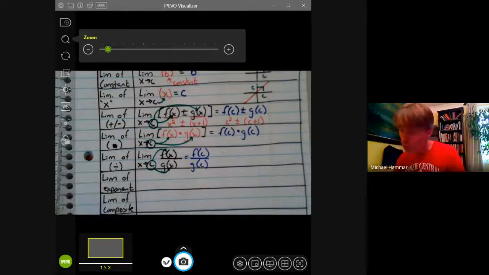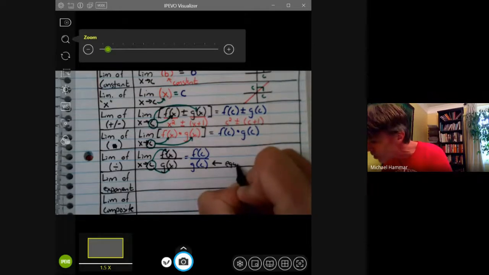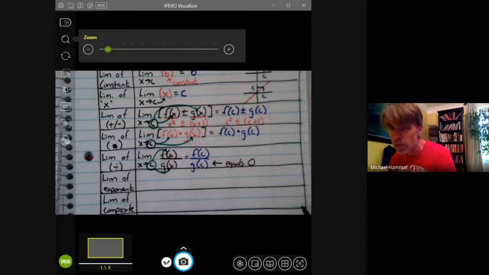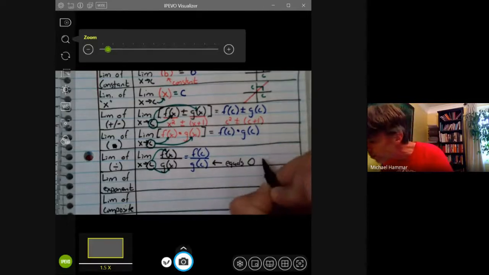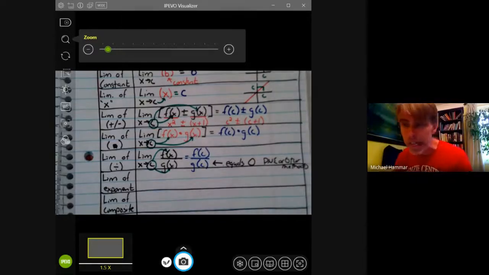Now, just remember one thing, though. If you substitute that value in for g of c, and this equals 0, you have to do some other stuff to do the calculation. So if this equals 0, the answer is going to be does not exist, or we have to use other methods. And in our next lesson, we're going to talk about those other methods that you can use. So just keep that in mind when you're working with division.